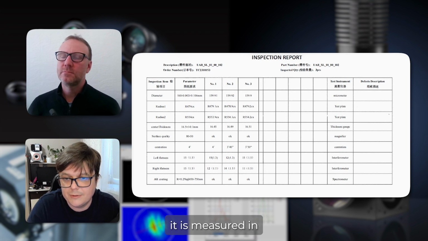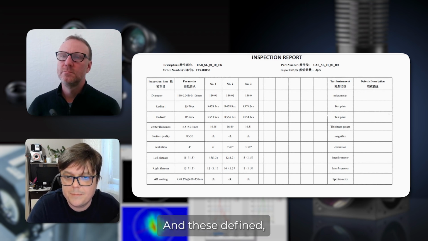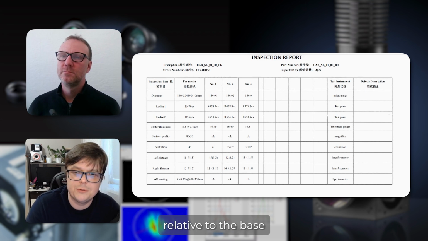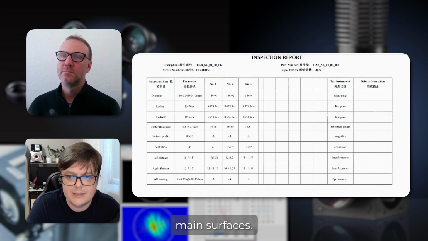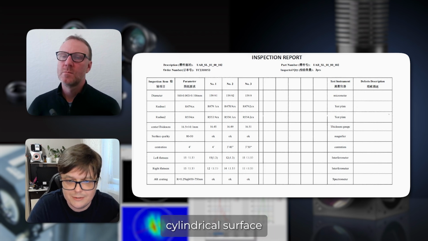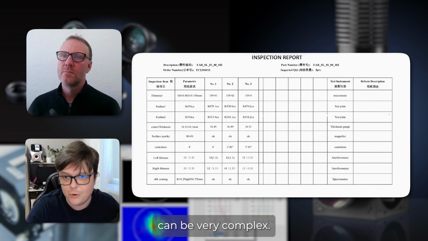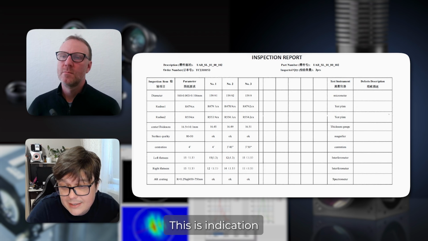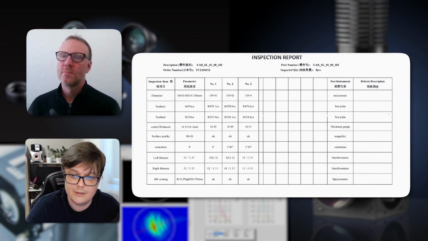Centration is measured in angle minutes or seconds sometimes, and this defines the placement of the lens surface of curvature relative to the base surfaces of the lenses. Usually we define two base surfaces. It can be spherical surfaces, or it can be some kind of cylindrical surface or something else in the lens. Sometimes the design of the lens can be very complex. Also we see flatness, right and left flatnesses. This is an indication of the tolerances for the spherical surface curvature.